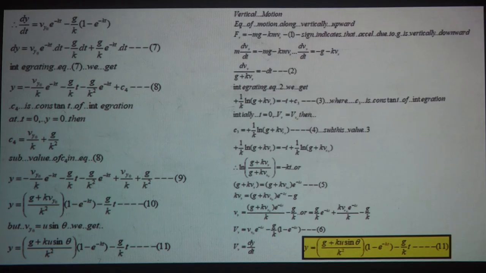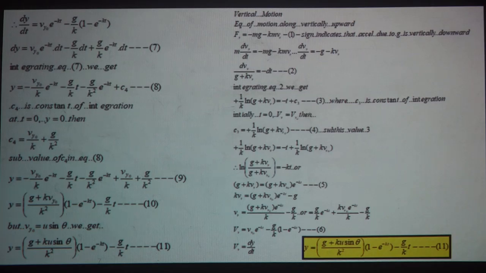Then we see the vertical motion. Now in case of the vertical motion, the equation of motion along the vertical upwards, that means along y direction or y axis. So Fy is equal to minus mg minus kmVy, which is my equation number 1.